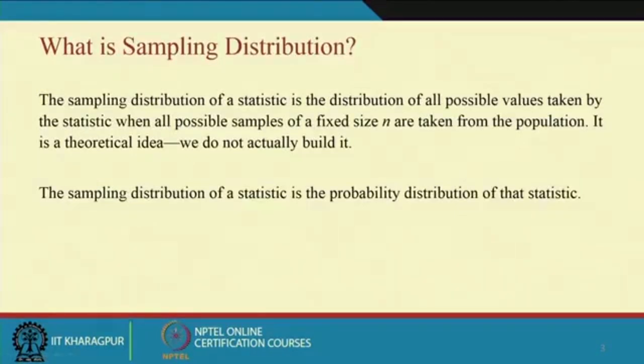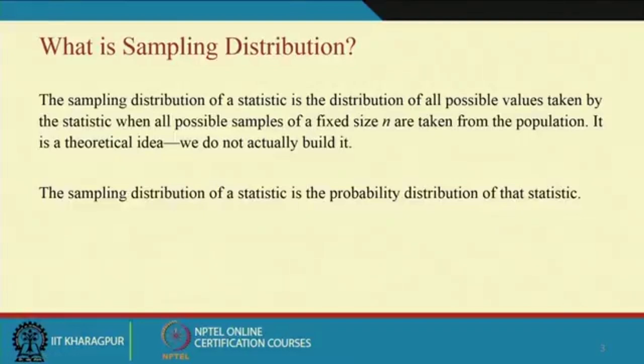So, let us see what is sampling distribution. The sampling distribution of a statistic is the distribution of all possible values taken by the statistic when all possible samples of a fixed size n are taken from that population. It is a theoretical idea, we do not actually build it. The sampling distribution of a statistic is the probability distribution of that statistic.